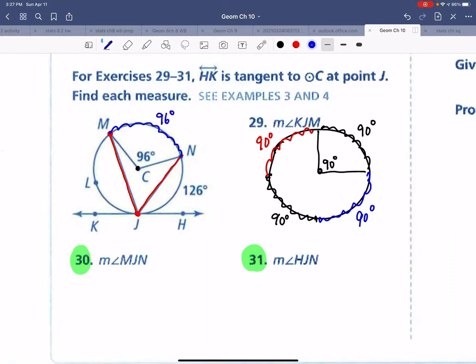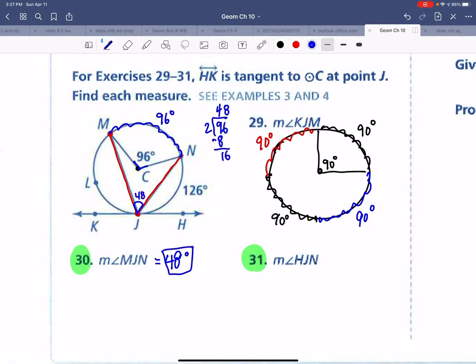But now this angle is smaller than 90. And the reason is it's supposed to be half as much, right? Tip of the cone is half the snow. So when I cut 96 in half, I get 48 degrees.